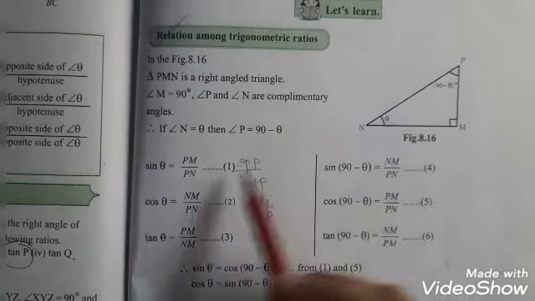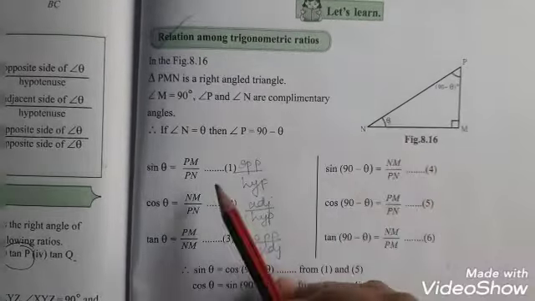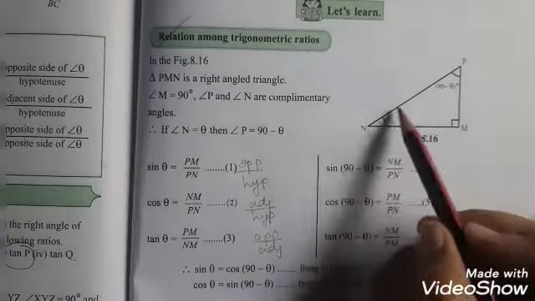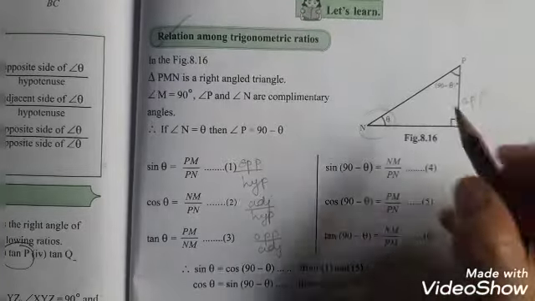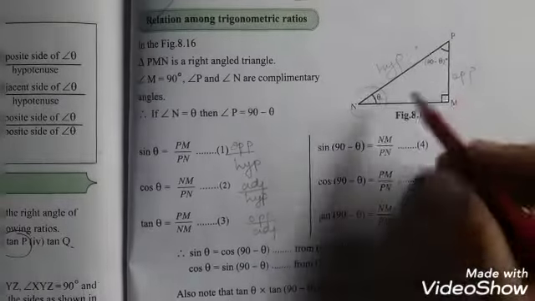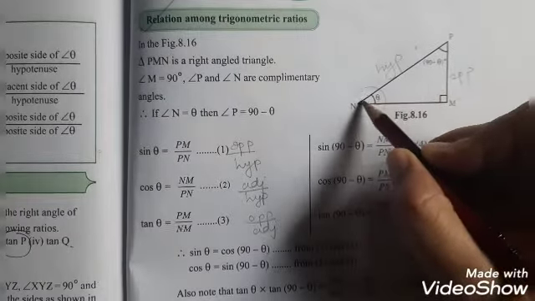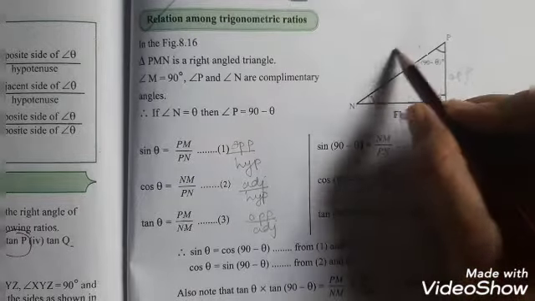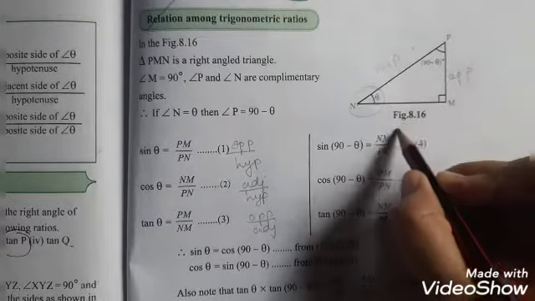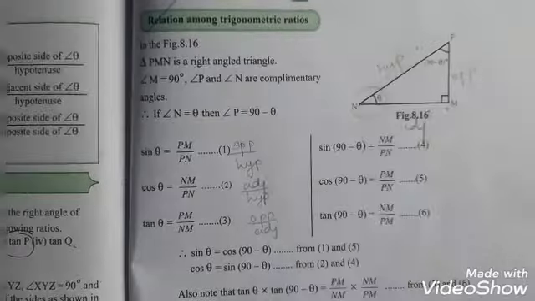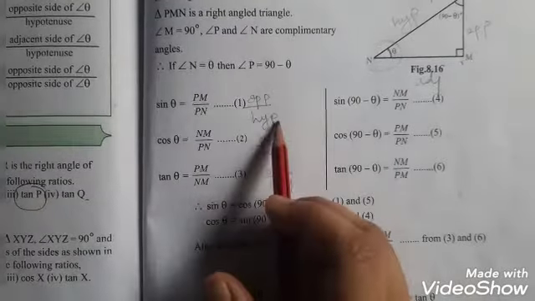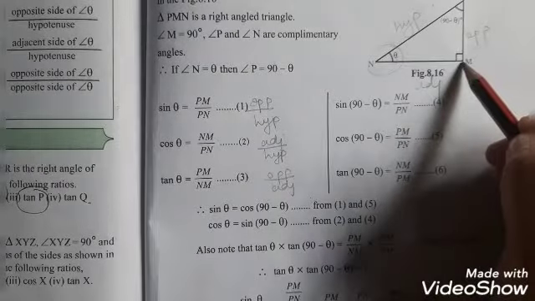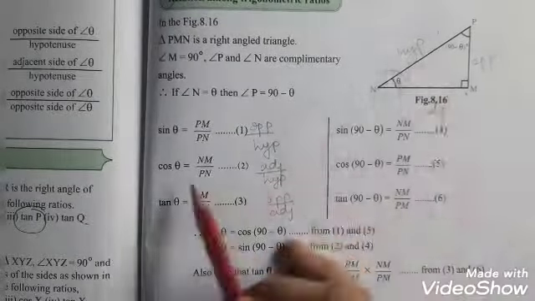Now first one, angle is theta. Okay. So first sine theta. So your angle is theta over here. So this becomes your opposite side and NP is the hypotenuse side and this is the adjacent side. So sine theta is opposite upon hypotenuse. So your opposite side is PM and hypotenuse is PN.